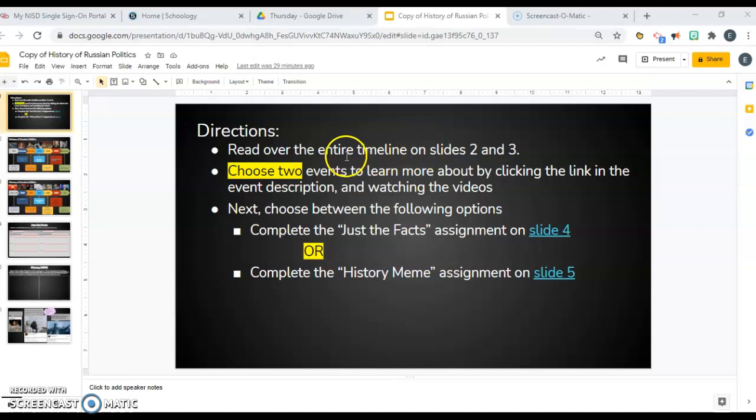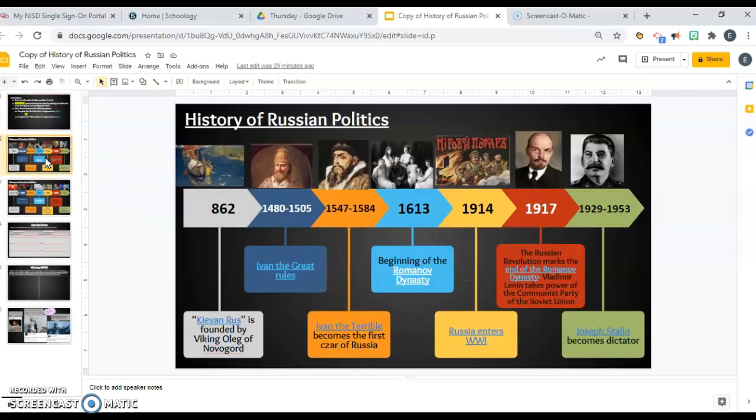So you're going to be looking at a timeline on slides 2 and 3. Then you will watch 2 videos based on what you find interesting on that timeline. And then you will have a choice of completing an assignment called Just the Facts or an assignment called History Meme. So let's go ahead and talk about your timeline.